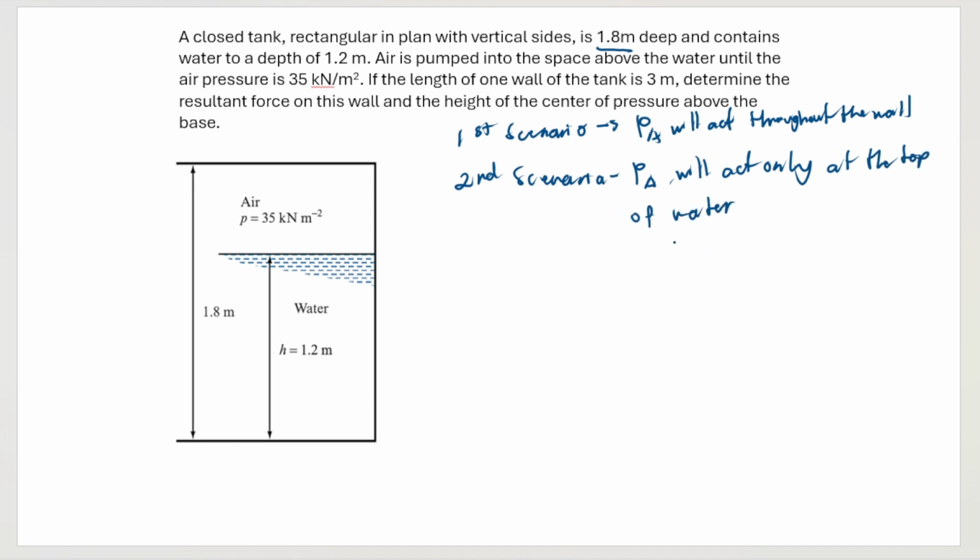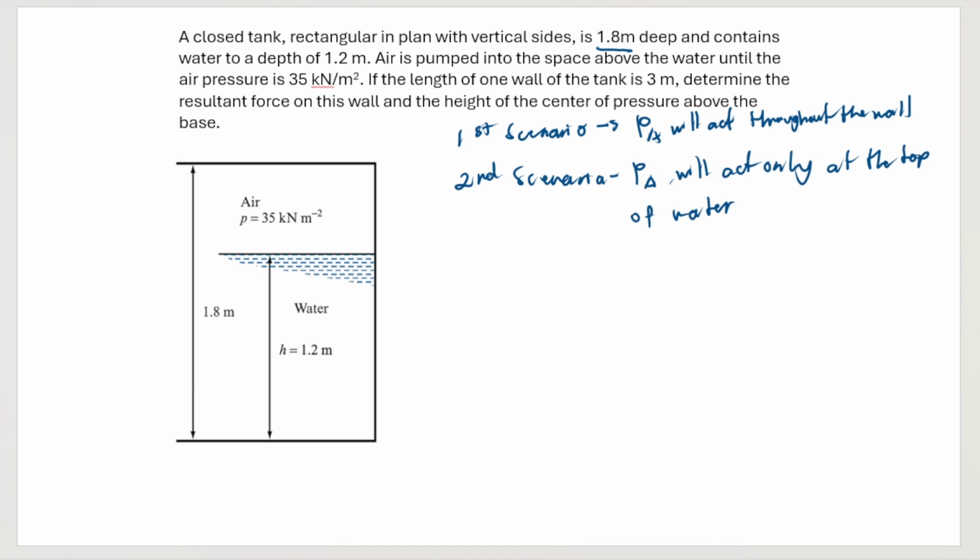Since we know from our previous discussion that if the air pressure is somehow small, it will act throughout the wall. But in this problem, we could actually identify whether it is the first scenario or the second scenario. Nevertheless, they will give answers which are different from each other.